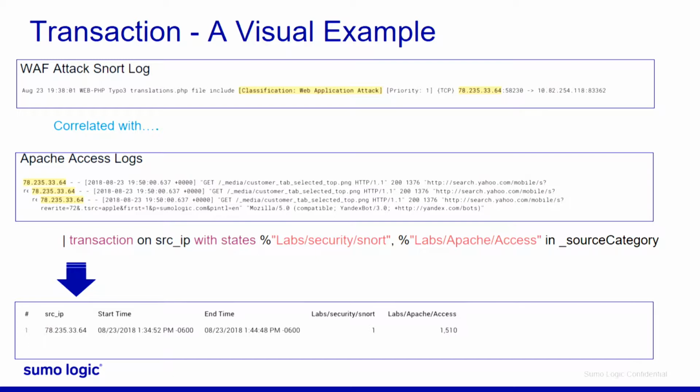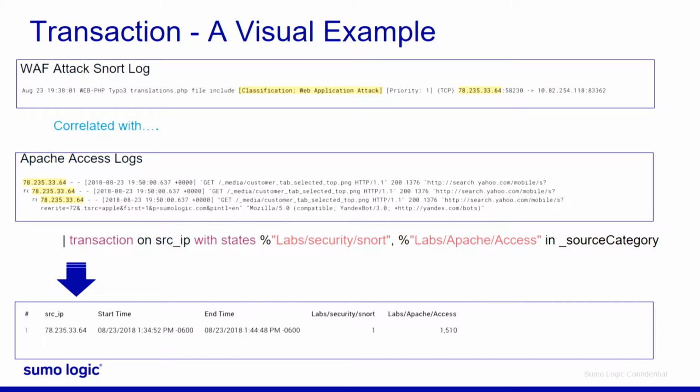Okay? And so in the output, you can see we get some compact output here. It basically tells us that for this particular IP, at this start and end time, there was a hit in our labs security snort logs, and there was also some Apache access traffic associated with that. So from here, we could do many different things with this. We could put this on a dashboard in its current form. We could schedule this as an alert if we want to be more proactively notified. So lots of different options here in terms of taking this a step further.